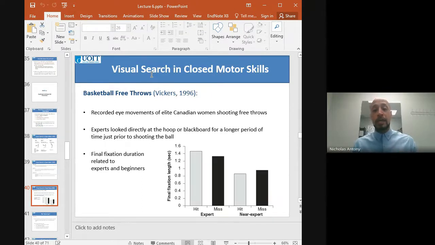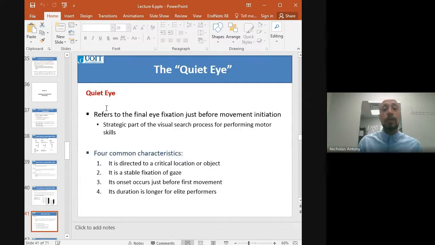But what she found was that there is what's called the quiet eye period. There's a moment right before initiation of movement where the performers focus their central vision on the rim. And she could estimate when the individual athletes made or missed the free throw based on the amount of time of this final eye fixation. She called that the quiet eye, and it very quickly became understood and researched that the quiet eye phenomenon was true of all motor skills.